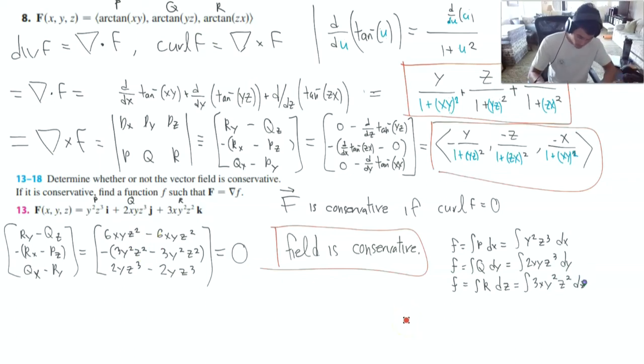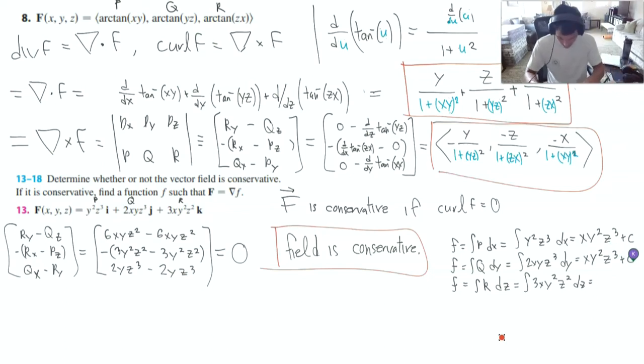So let's just compute these real quick. This one will just be xy squared z cubed plus some c. Next one will be xy squared z cubed plus some c. And let me guess, is the next one xy squared z cubed plus c? It is. Yeah, it is.